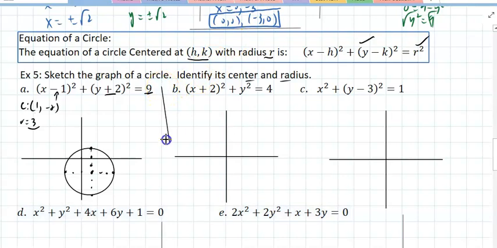That's simple if the problem is given in this form, and you'll notice it's not always given in this form. You have to do a bit of algebra to get there.